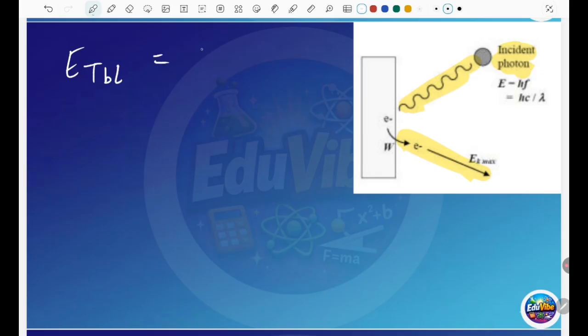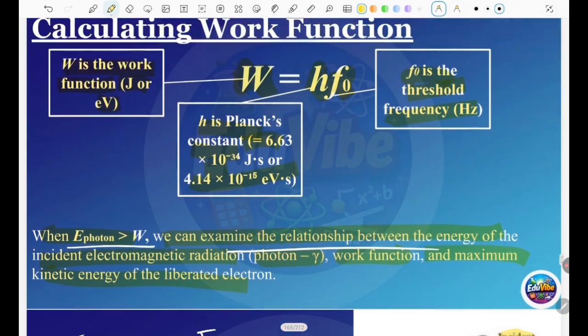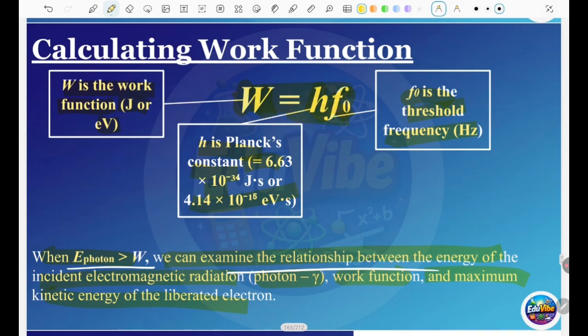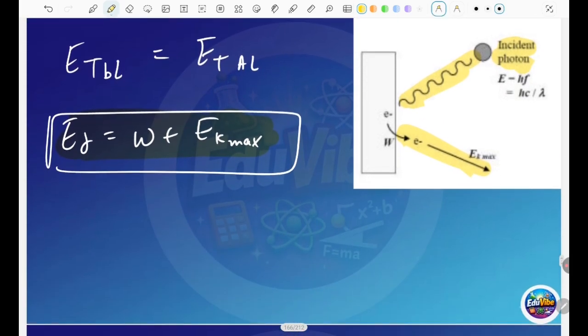Energy before liberation is equal to energy after liberation. From this, the formula you actually need is that E photon is equal to W plus the maximum kinetic energy. This formula is not on your formula sheet, so you have to memorize it. You will use it often, and it is very important.